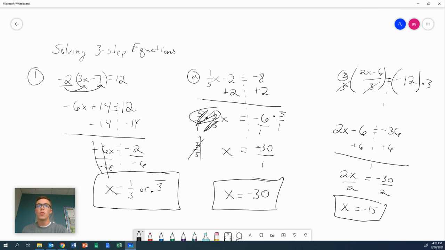Okay? So there's just a few problems you might run into for three-step equations. If you have any questions, please let me know.